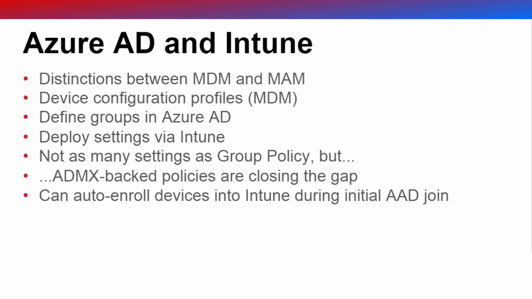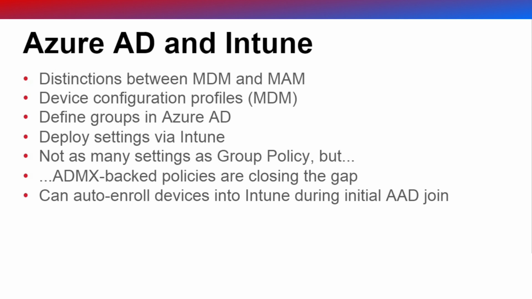Another thing we can do, last bullet on this slide, is we can automatically enroll devices into Intune when they join Azure AD. So that's a good thing for security, right? So we have devices that are joining Azure AD, great. Let's enroll them automatically into Intune for MDM, and then we can deploy those security configuration profiles, those device configuration profiles with a bunch of security hardening settings in them via Intune.